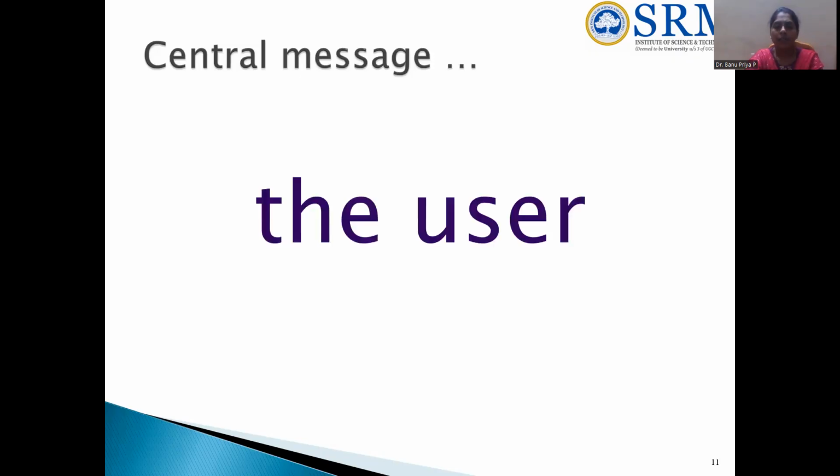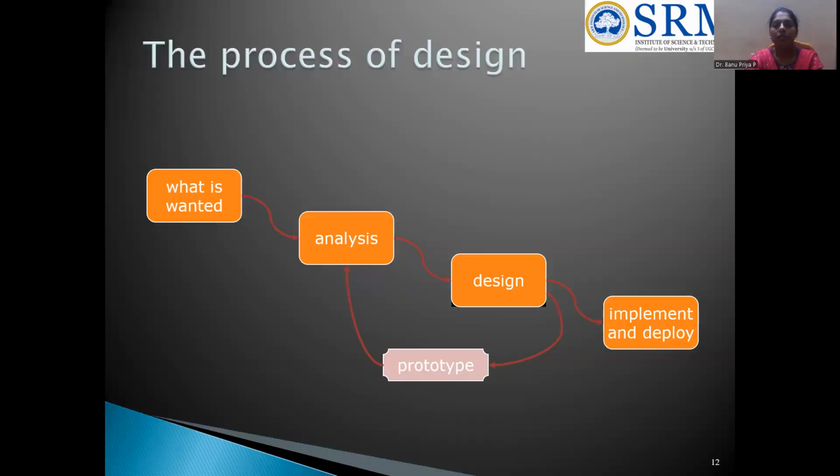So finally, the user should understand the process of design. What is wanted? If that is done, then the analysis has to be done. The design is made. Finally, it has to be implemented and deployed. After the deployment, you design it and you have feedback, where you end up with a prototype. Later, you can implement it on the hardware in order to avoid cost.